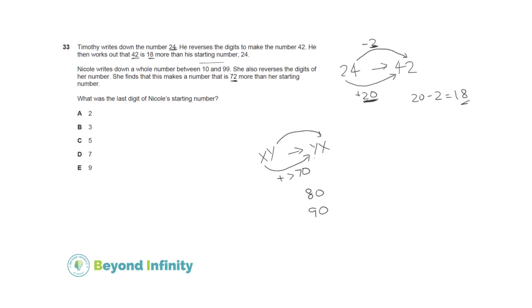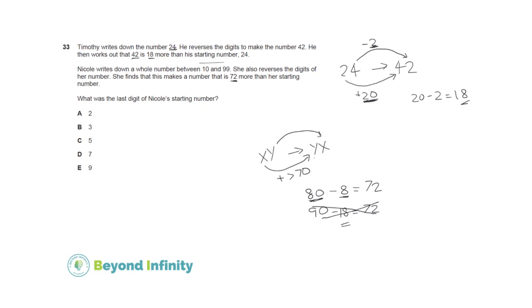If the tens has changed by 80 or 90, then to get a final difference of 72, for 80, that means the ones must have changed by 8, and for 90, it must have changed by 18. But we can't change by 18, it's just the ones, right? So immediately, that is not correct. And so we're left with our difference between the two digits must be 8 in order for it to be changed by 80 in the tens and changed by 8 in the ones.